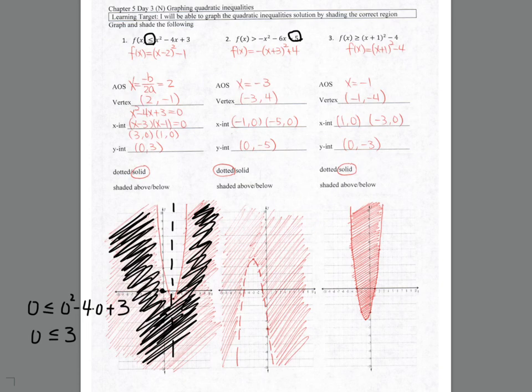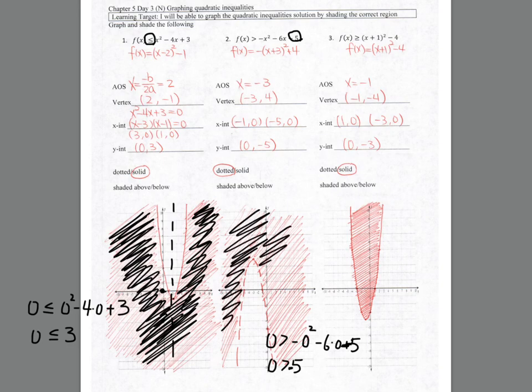Last part, test your 0, 0 point. So again, ask yourself, is 0 greater than negative 0 squared minus 6 times 0 minus 5? Is this statement true? Is 0 greater than 0 minus, the constant should be negative 5, not plus 5, negative 5. Is 0 greater than negative 5? Yes, obviously it is. So we are going to shade the region that has 0, 0 in it, because it passed the test.